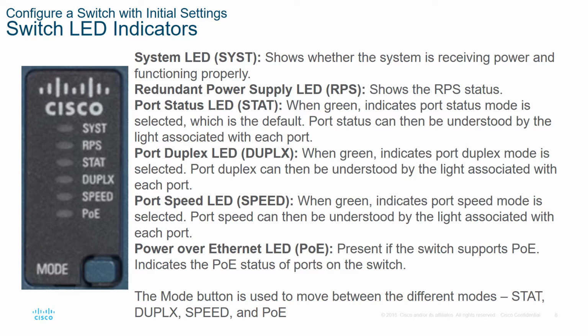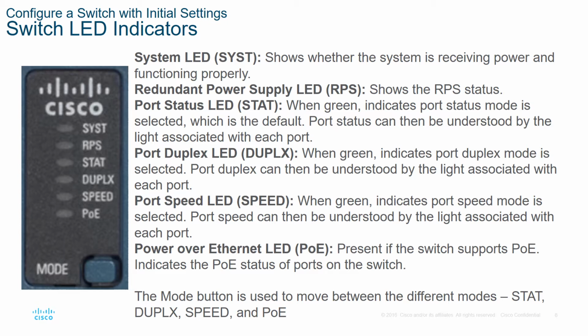If the port speed LED is off, that means the port is operating at 10 Mbps speed. If the port speed LED is green, that means the port is operating at 100 Mbps speed. If the port speed LED is blinking green, that means the port is operating at 1000 Mbps speed.